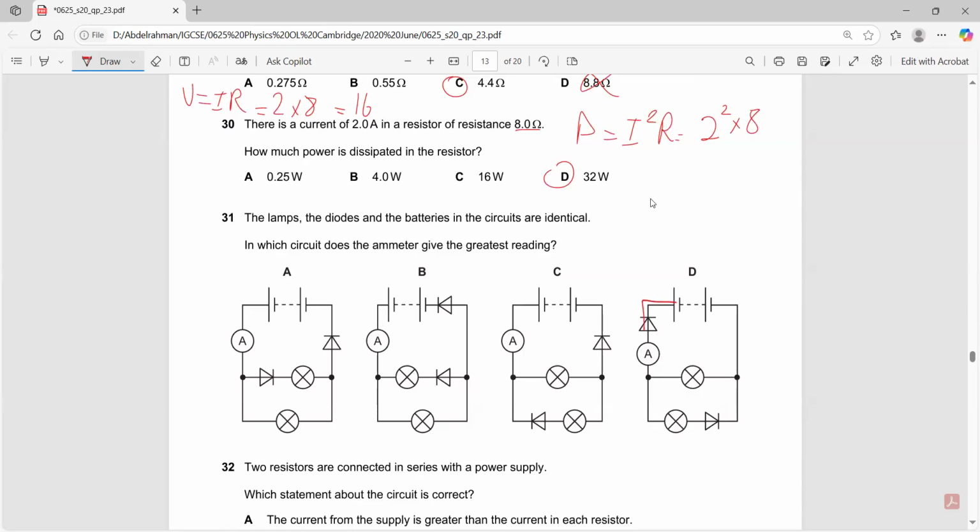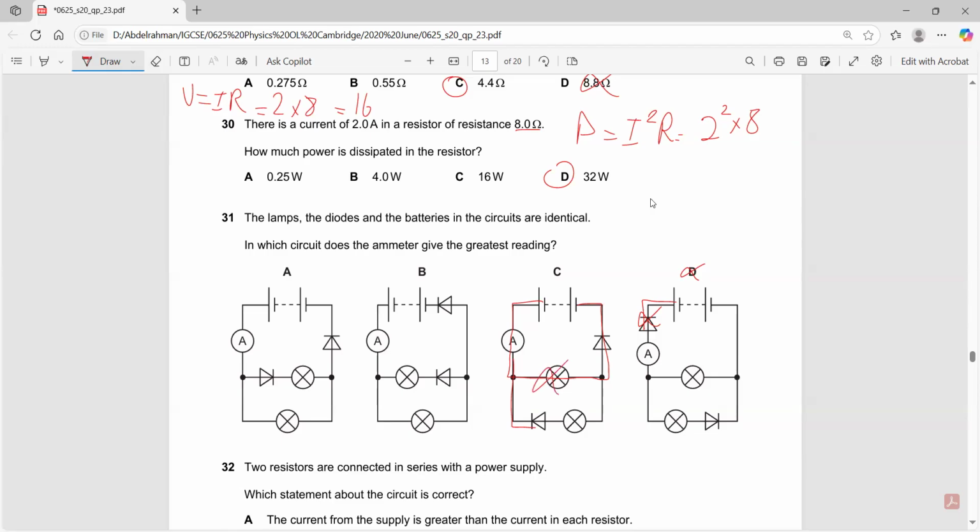Yes, D is wrong because the current wouldn't pass. C, okay, so it passes through this lamp, but not this lamp. You want the least resistance, so you want both lamps to be on while they are parallel, because as you add lamps in parallel, the total resistance decreases.